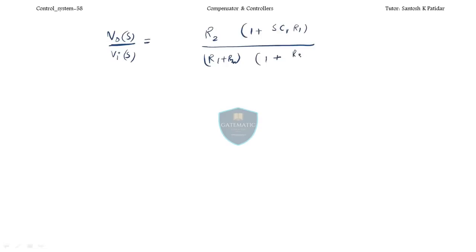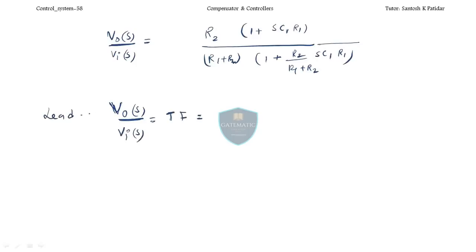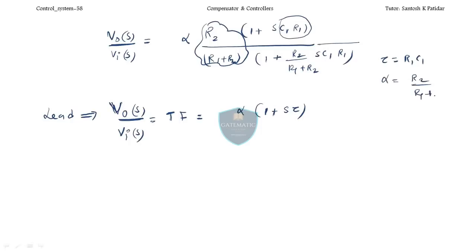Now in bracket, 1 plus R2 R1. Don't worry, this is not important. So this is the transfer function for the given network when you solve it. If I convert this into the standard format, this one is very important, you have 6 to 8 times questions from this background. The standard transfer function of the lead compensator is given by alpha times (1 plus s tau), where I take tau as R1 C1, and alpha is nothing but R2 divided by R1 plus R2.